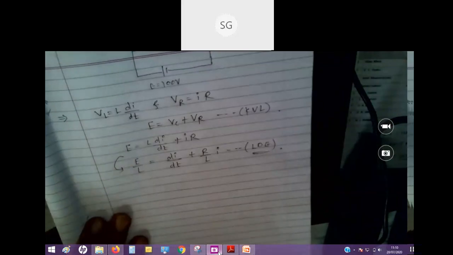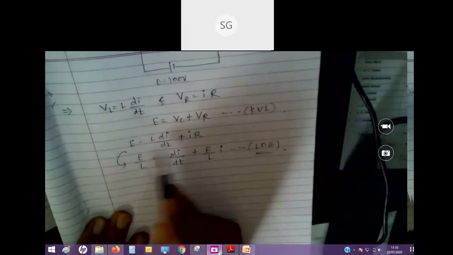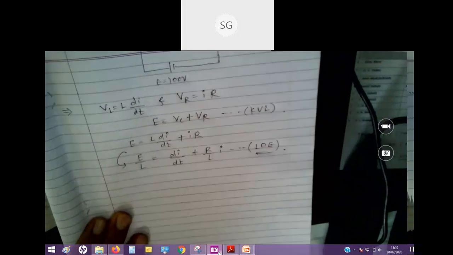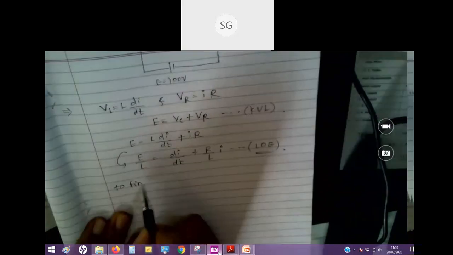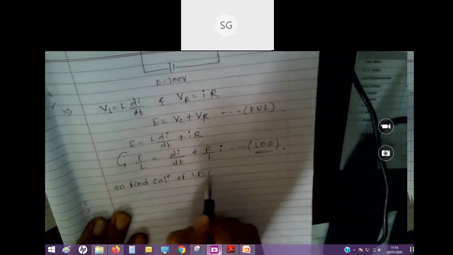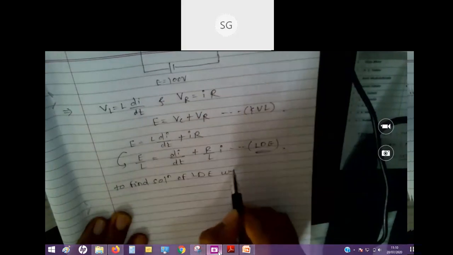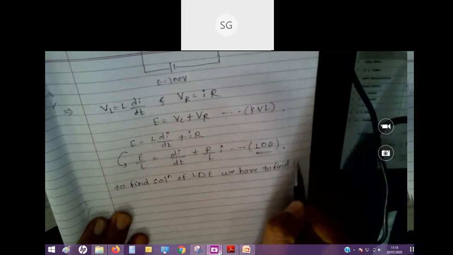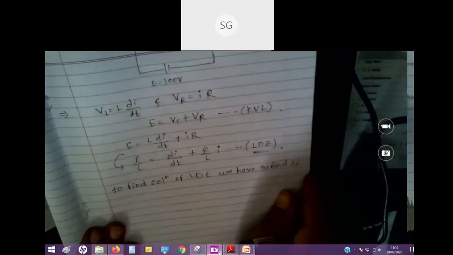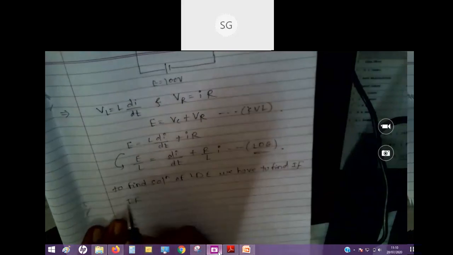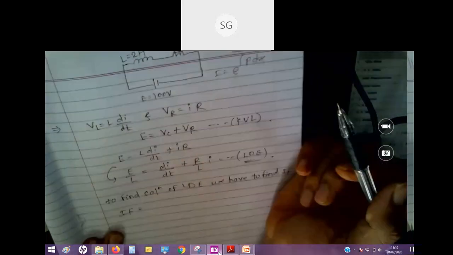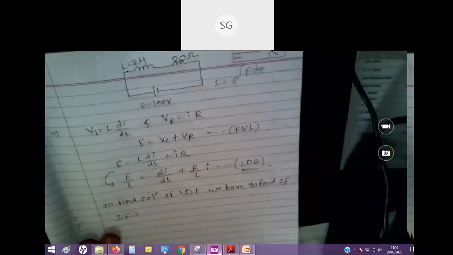Now what we'll do next, if this is in linear differential equation form, we have to find the integrating factor, because to find the solution of the LDE we need to find the IF. What do you mean by IF? Integrating factor. Since we have covered it, e raised to integration P dx is the integrating factor.